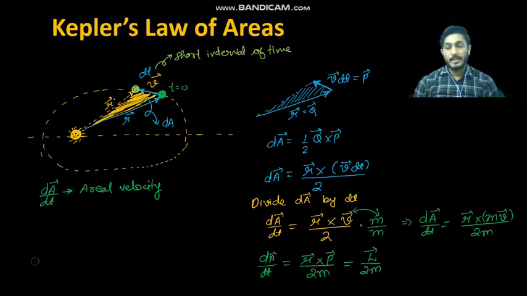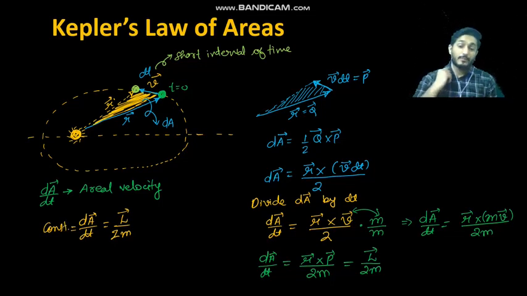But how did he arrive at that conclusion? How did he say that the aerial velocity of the planet about the sun is constant? Because we know that dA by dt is equal to L vector by 2m. In order for dA by dt to be constant, we have to prove that the angular momentum of the planet about the sun remains constant. So our new task here is to prove that angular momentum of the planet about the sun remains constant.